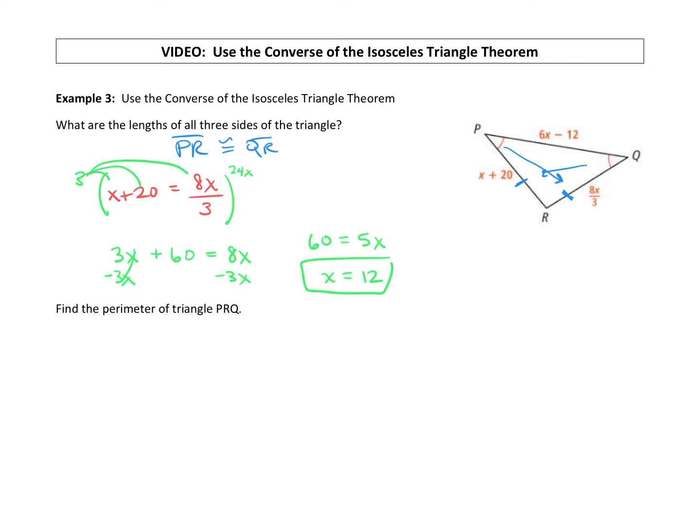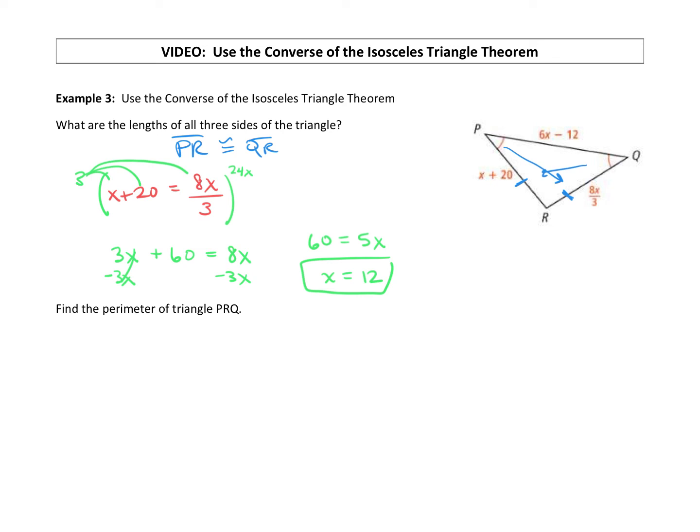Always, just a reminder, always go back to see what did they actually ask me to find. They want to know what are the lengths of all 3 sides of the triangle. Well, we didn't find the lengths of all 3 sides. We found the value of x. Although the value of x will give us the length of all 3 sides. We're just going to plug in a 12 for all the x's.